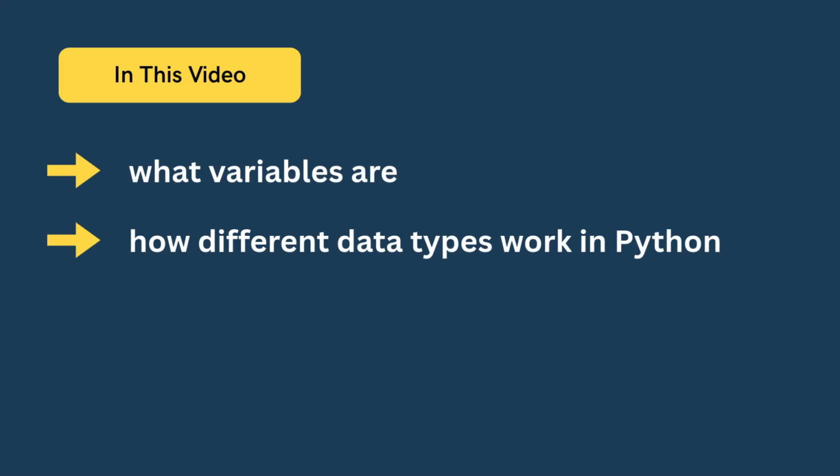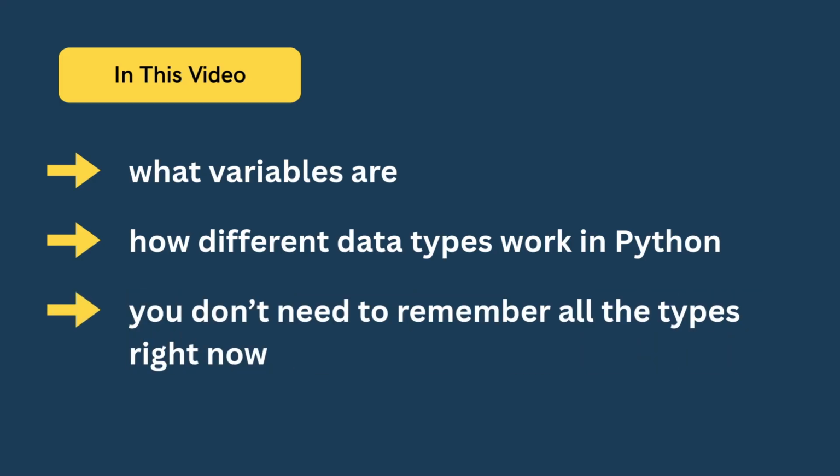That's it for this video. We looked at what variables are and how different data types work in Python. You don't need to remember all the types right now. The important thing is to understand that data can be numbers, text, or true and false values, and Python handles each of them differently. Try running the examples yourself, change the values and see what happens.